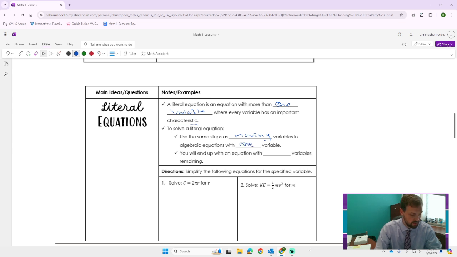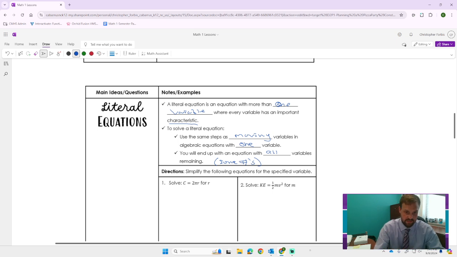You'll end up with an equation with all variables remaining. There might be some numbers. But what that first checkpoint's really saying is a literal equation is an equation with more than one variable where every variable has an important characteristic. So you're going to have a bunch of variables, and when you're asked to solve for a specific variable, you just leave that as a variable.